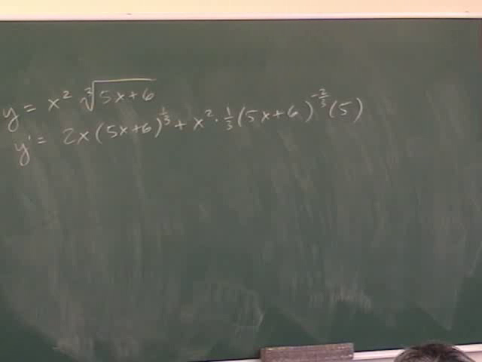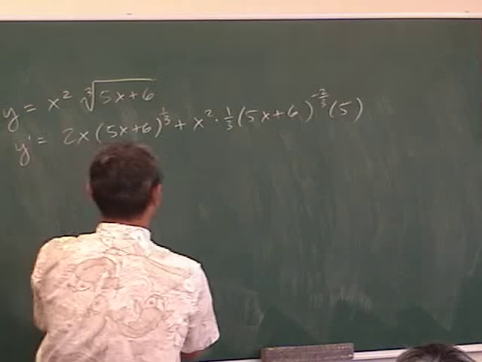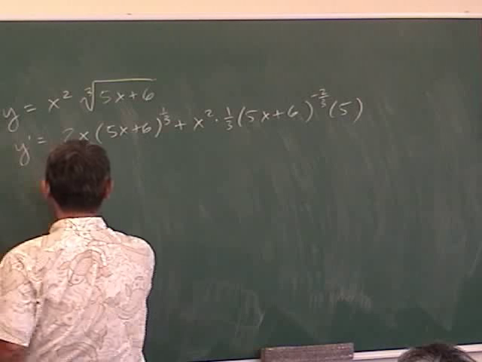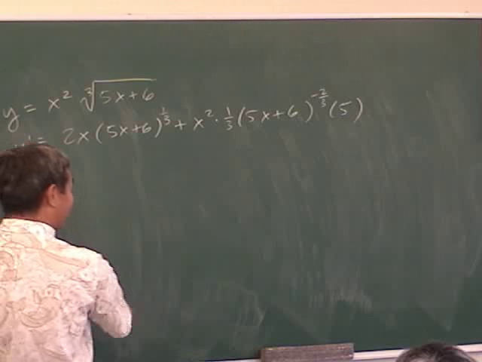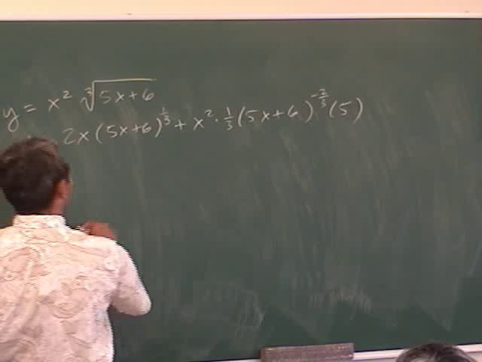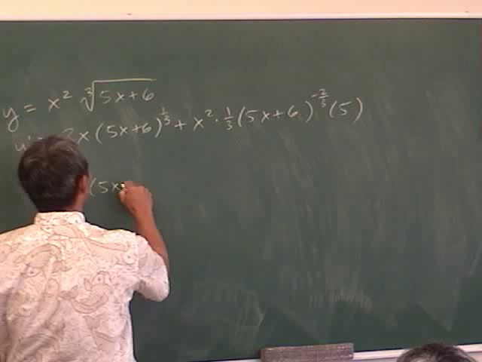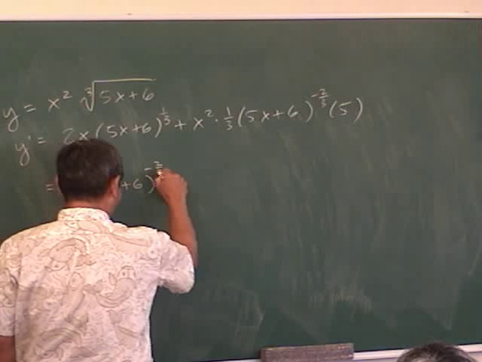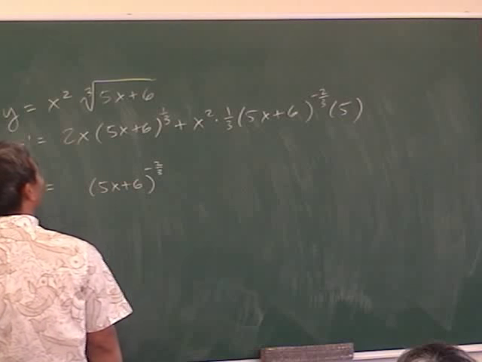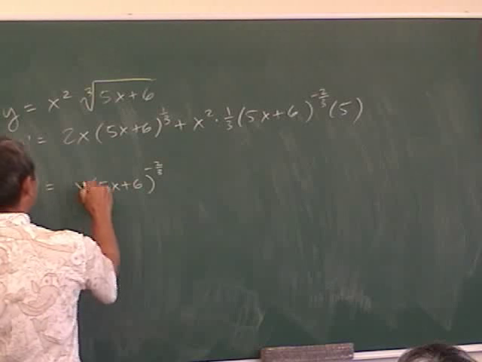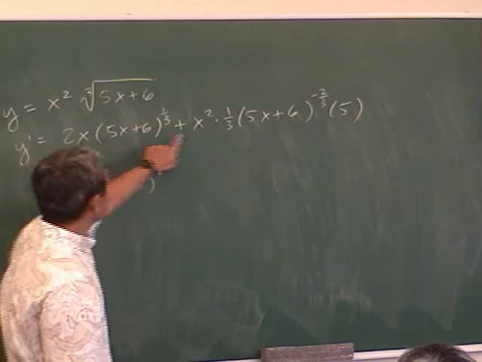How do you factor something that looks like this? 5x plus 6. First of all, what can you factor out? 5x plus 6 to the -2/3. You can also factor out an x, because there's an x here and an x squared, right?